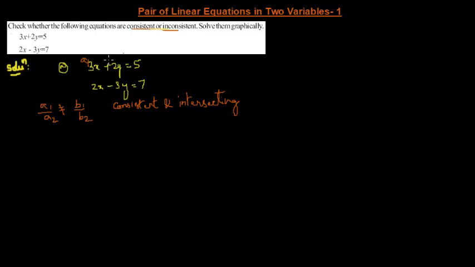Now, let us find out a1 by a2 and b1 by b2. This is a1, this is b1, this is a2 and this is b2. So, a1 by a2 is 3 by 2, b1 by b2 is 2 by minus 3. They are not equal. Therefore, these set of linear equations are consistent and intersecting.